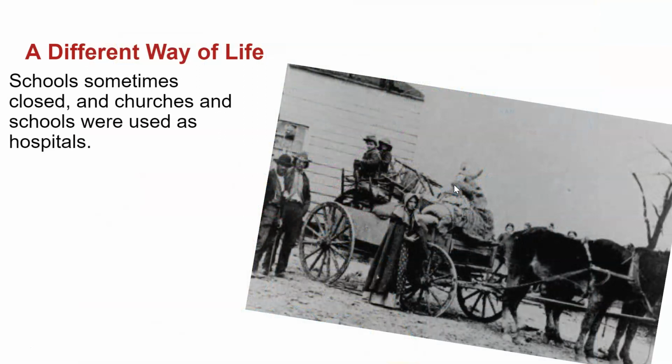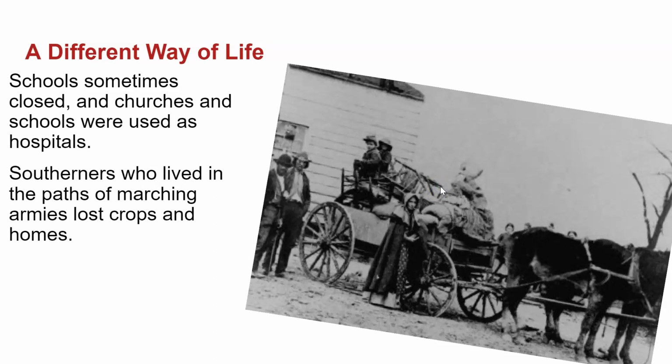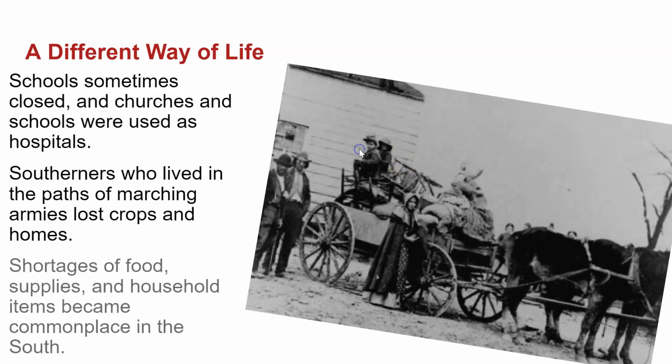So we're definitely talking about a different way of life. Schools oftentimes were closed, as well as churches, and sometimes these schools and churches were used as hospitals in order to tend to the wounded. Southerners who lived in the path of the marching armies oftentimes lost crops, and sometimes they even lost their homes due to the fighting.